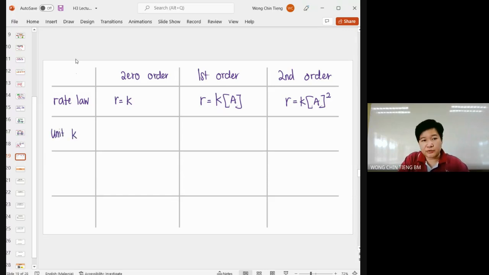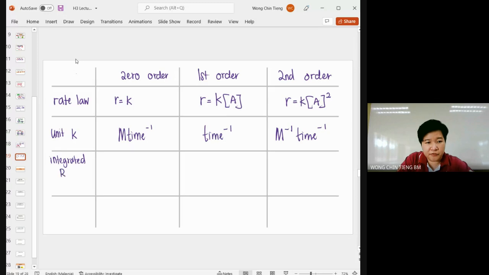Next, unit K. We talk about that. Unit K kat sini untuk zero order, molar per time. First order, time -1. Second order, M -1 time -1. Betul? Yang ni yang kita dah belajar. Next, yang saya nak tanya, integrated rate law. What is the integrated rate law for zero order? Anyone?